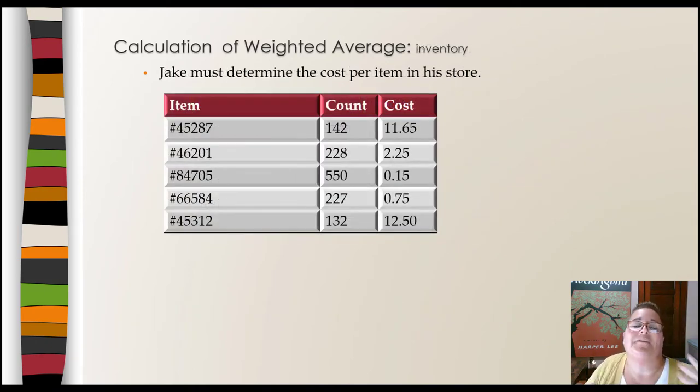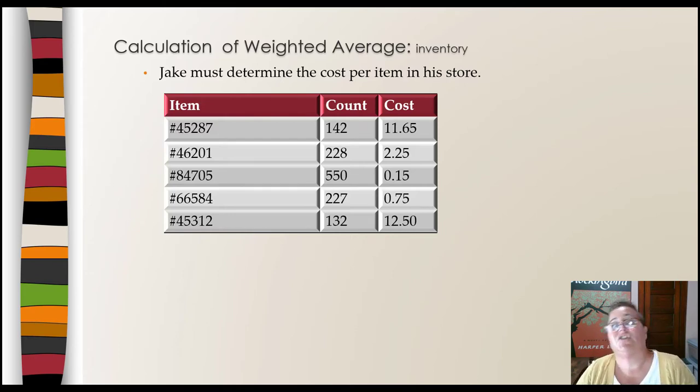Business-wise, where might we use a weighted average? Business-wise, you might look at the cost per item in a store. So take an example like a dollar store. The whole point of a dollar store is that everything costs $1. But it doesn't really. There are things in a dollar store that cost more than $1, and there are things that will cost less than $1. Not that you pay, but that costs the store more than $1 and less than $1.